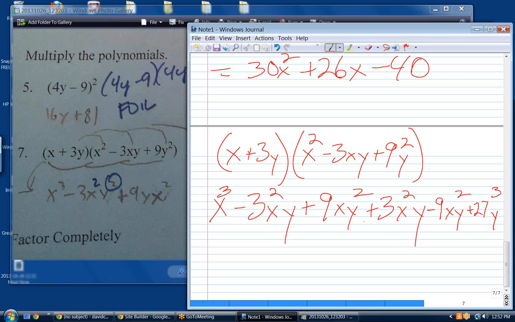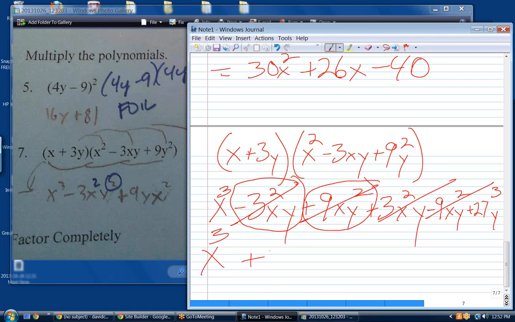Okay. And what you'll find in these is that the first term and the last term never have any other terms in common. So you don't have to search for x cubes. You know it's just going to be that one. How many of these do we have? Negative 3 and 3, so they drop out. So those cancel. How many of these do we have? And then those drop out as well. So they cancel. And you end up with x cubed plus 9y squared x and then plus 27y cubed.